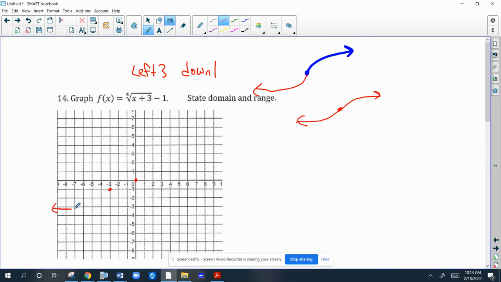Graph it carefully. So that's like that square root graph, but rotated. And then the second part is just like the regular square root graph. And that's what it looks like. Now it says domain and range. So domain and range on any odd root basically is going to be all real numbers.